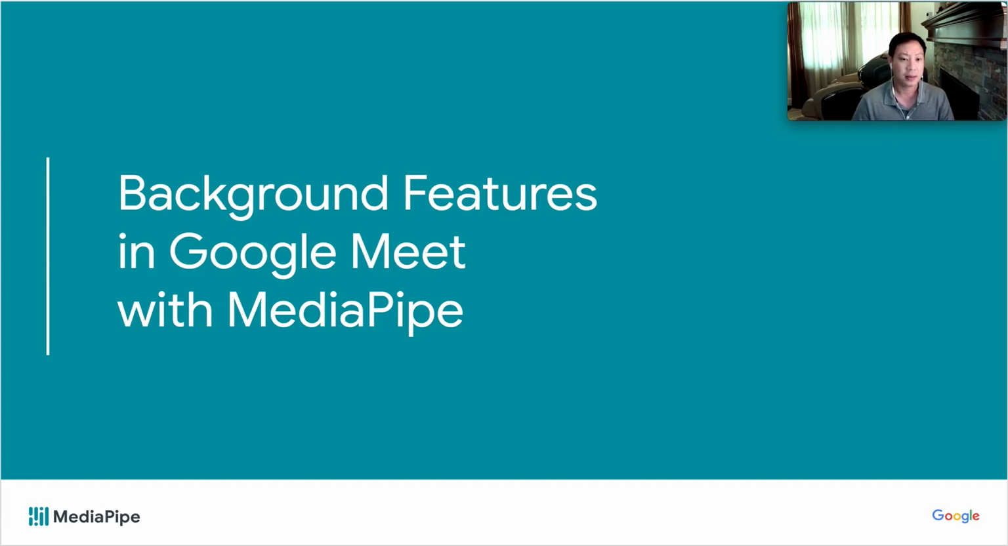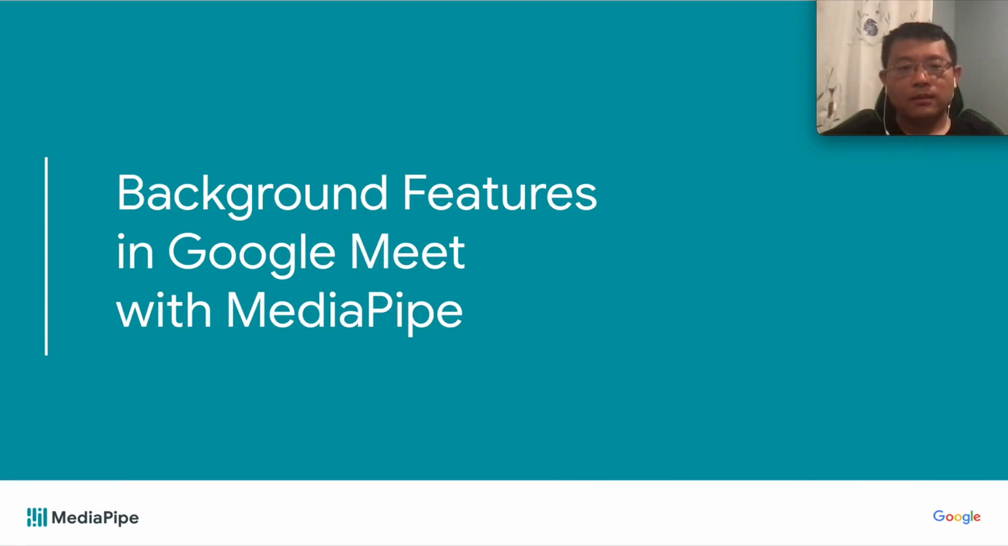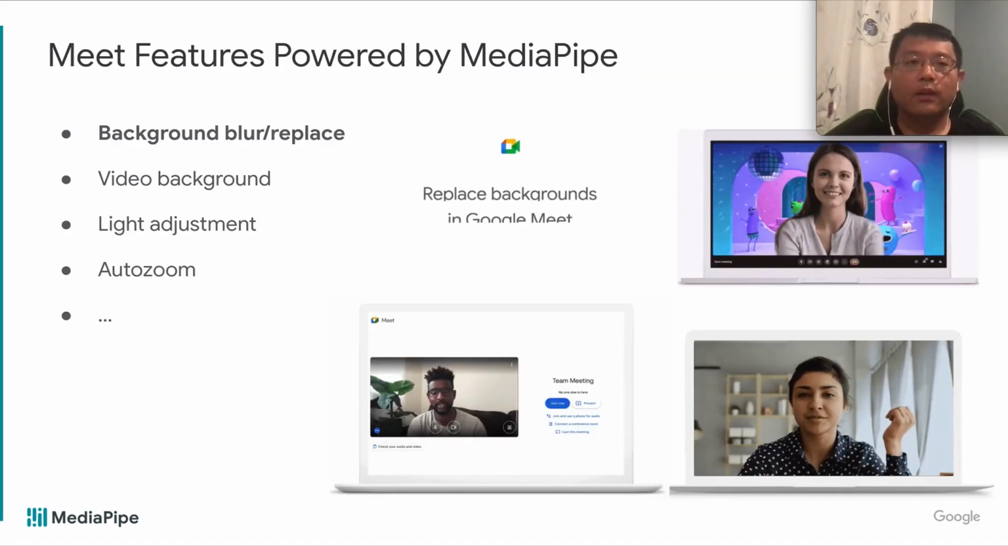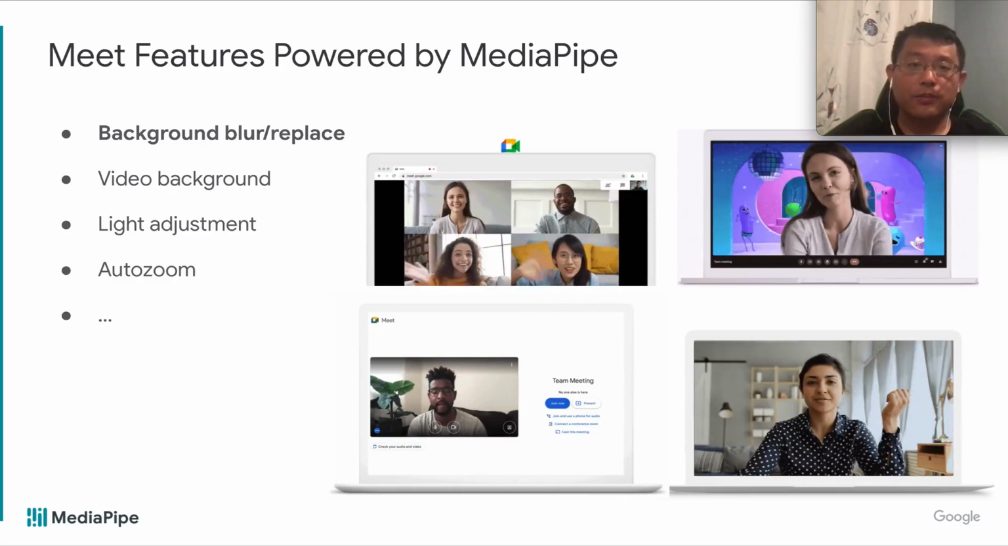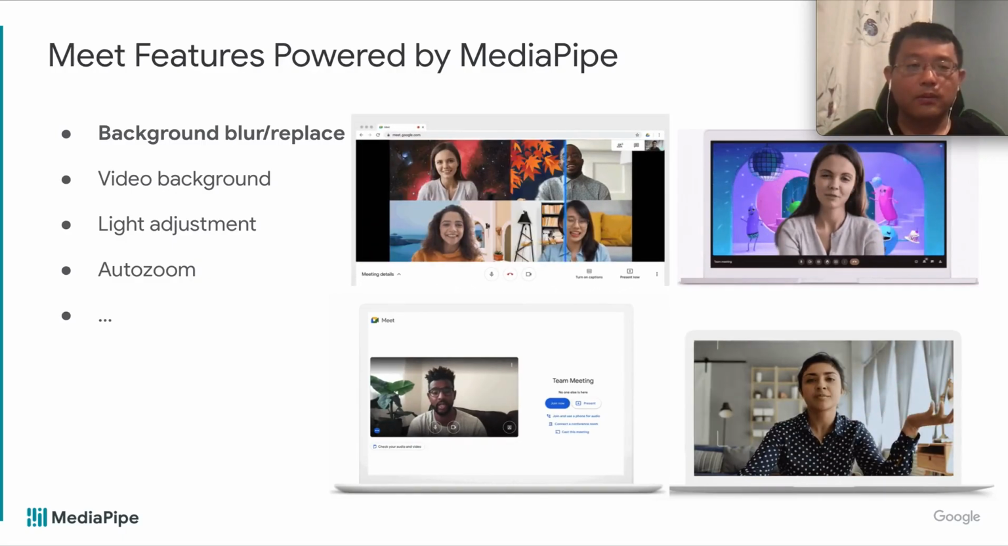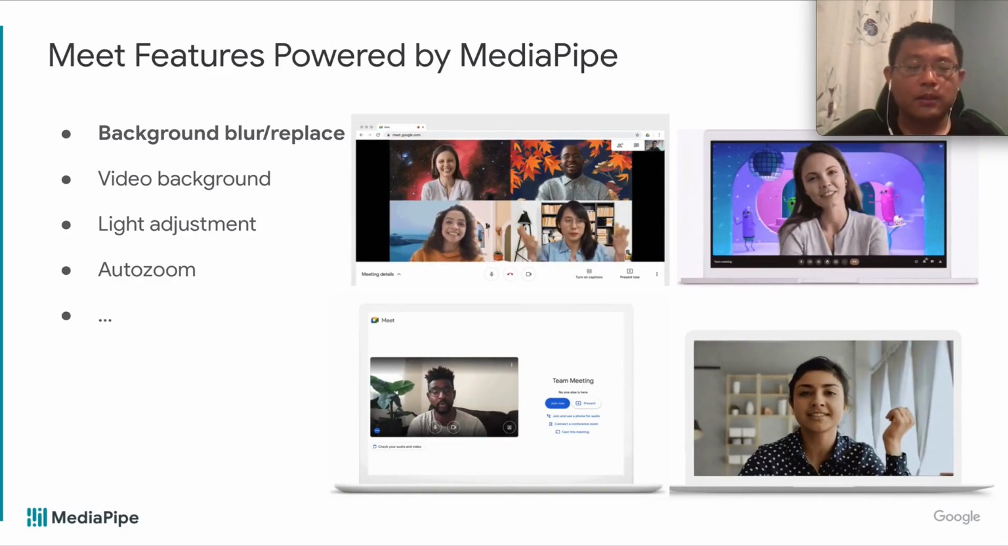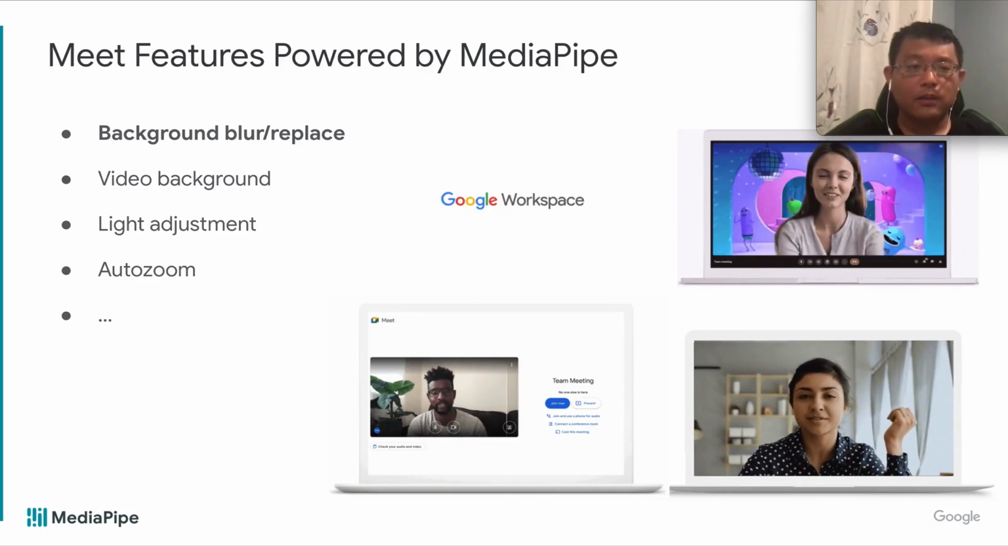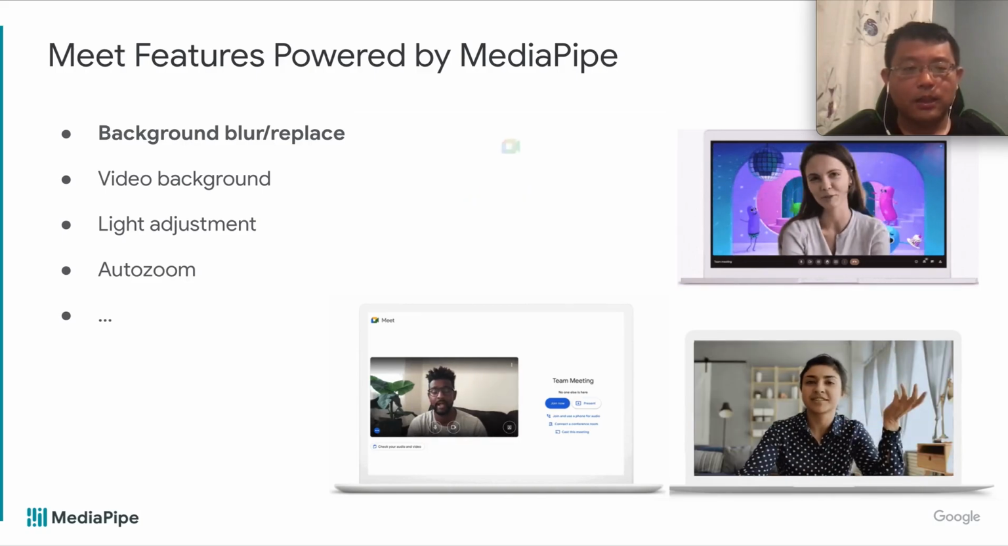With that, let me hand it over to Tingbo to talk about how MediaPipe is used within Google to build ML solutions for Google Meet. Thanks, Chuo-Ling. For next, I'm going to do a deep dive of some of work in Google Meet. Here are a list of Meet features powered by MediaPipe. We have background blur and replace, video background, light adjustment, and auto zoom.